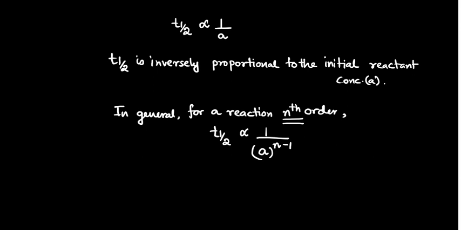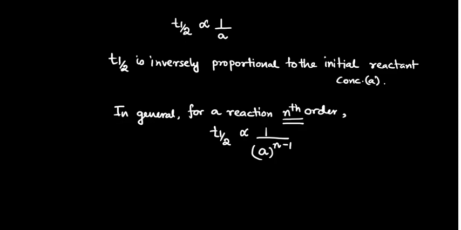Now how to graphically represent this? If we follow this expression, T half is proportional to 1 by A to the power n minus 1. So what are we getting? For a zero order reaction, since it is directly proportional to the initial concentration, we can write T half is equal to K into A, right? Means if we consider that proportionality constant.